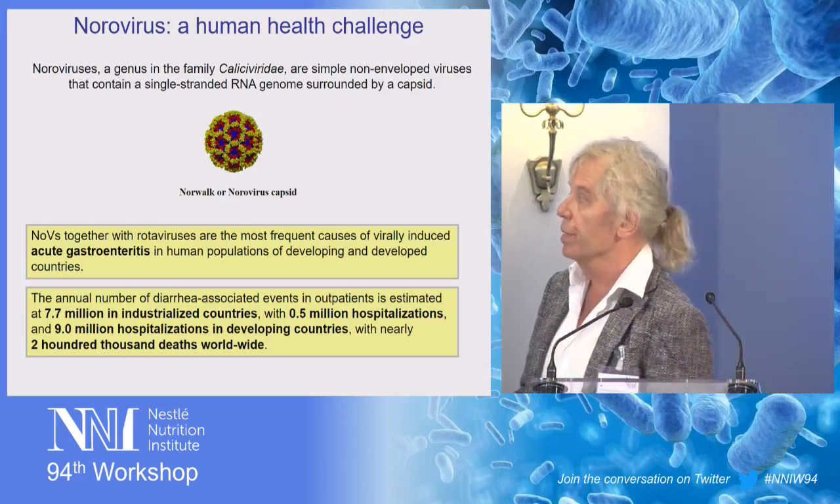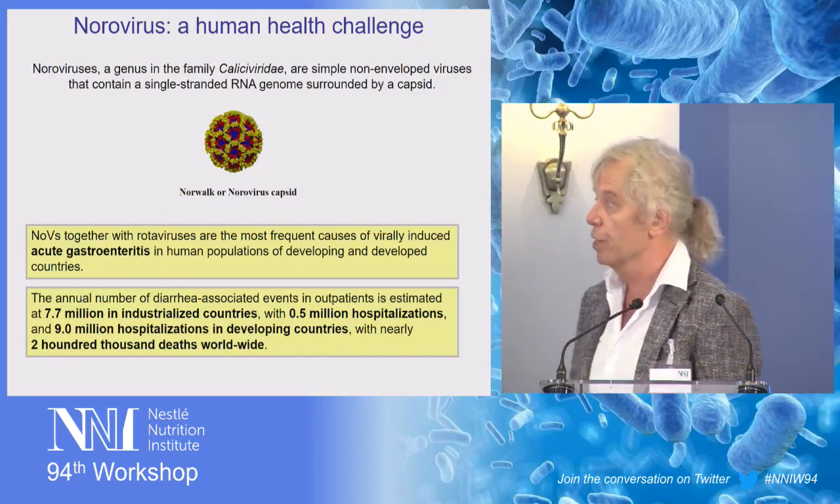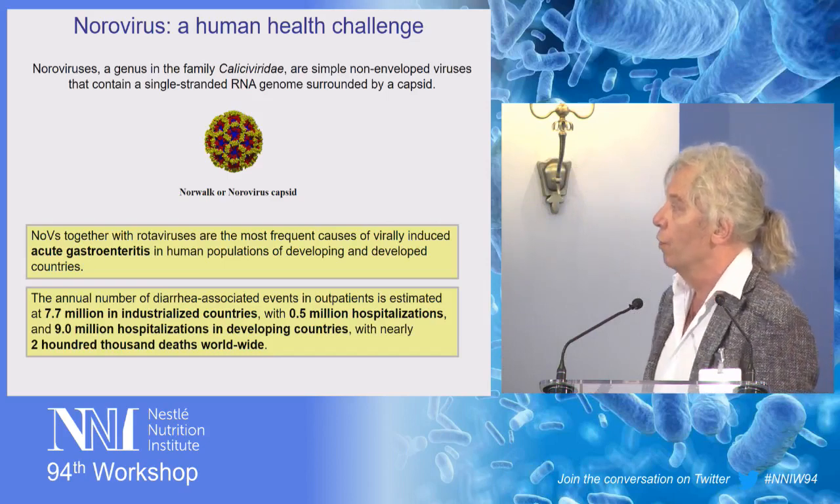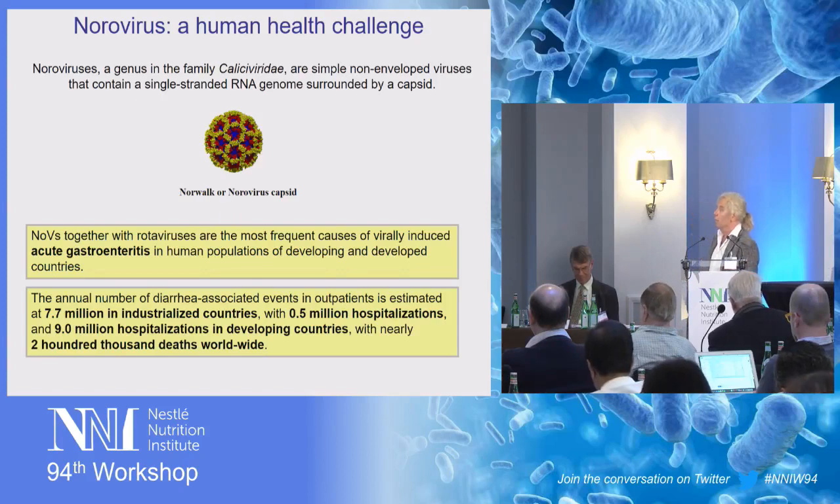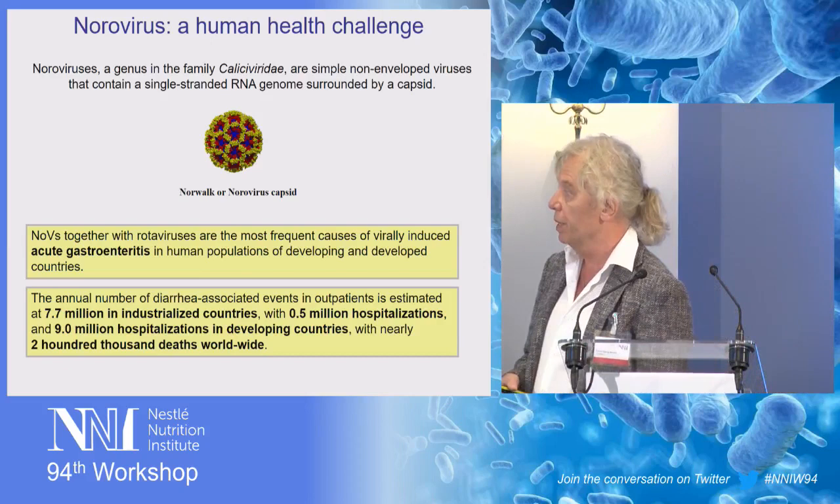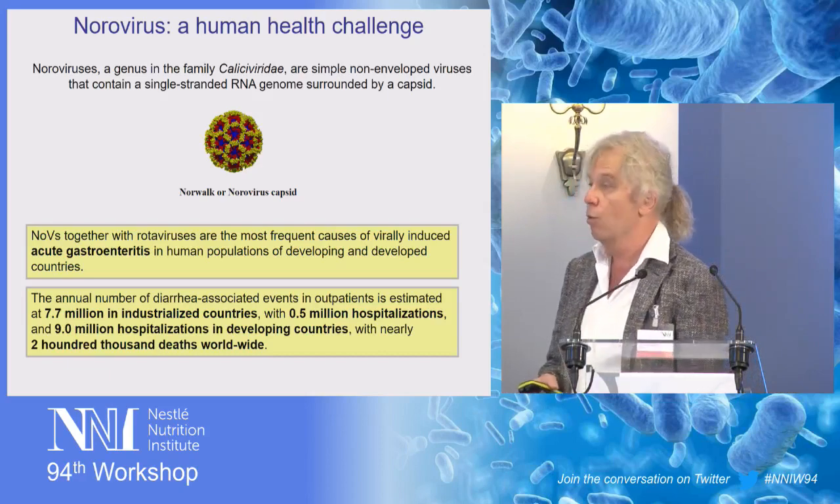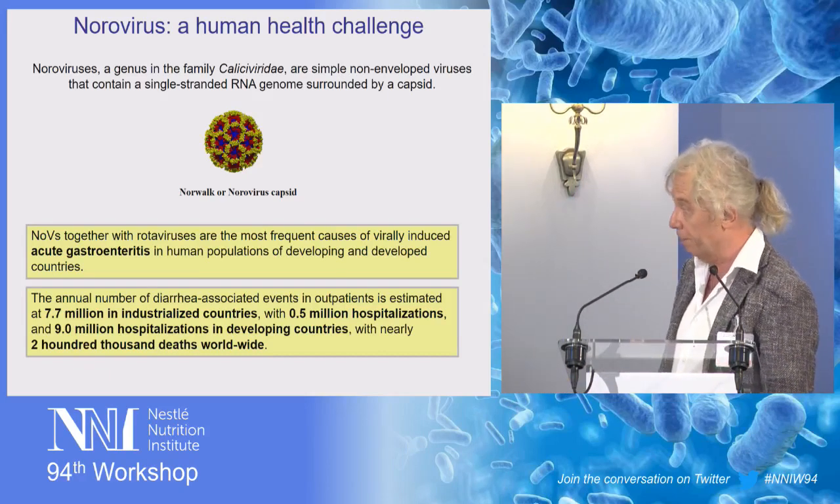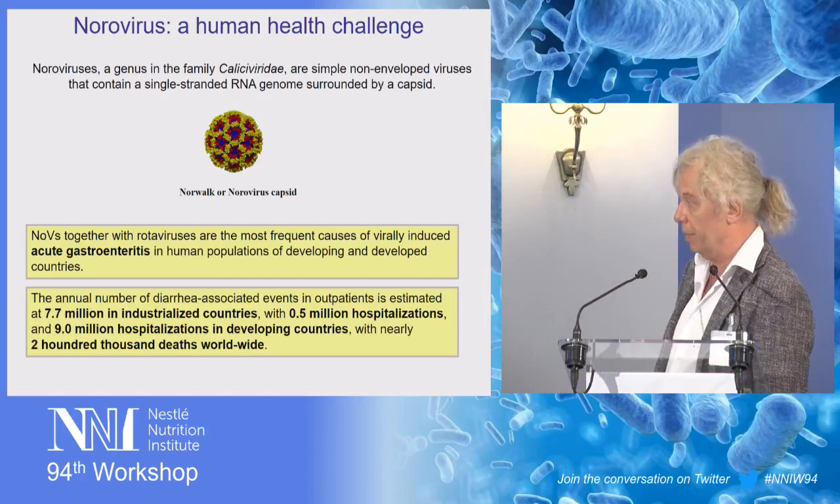Noroviruses, together with rotaviruses, are the most frequent causes of virally induced acute gastroenteritis worldwide, and this holds true for developing and developed countries. The numbers given here may not be actual, but it is estimated that there are 7.7 million outpatients in industrialized countries and 0.5 million hospitalizations in developed countries, and at least 9 million hospitalizations in developing countries, with nearly 200,000 deaths per year worldwide. And among children, we have annually about 50,000 deaths.